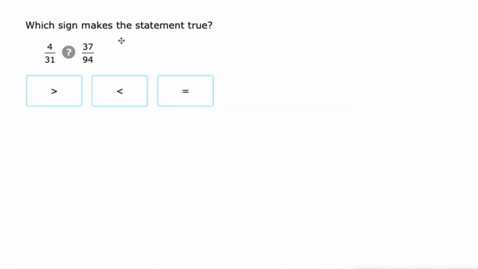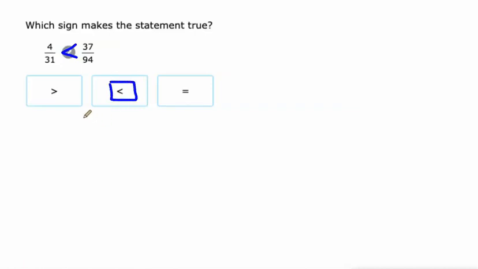Which sign makes this statement true? So this first sign says greater than, then less than, and then equal to, obviously. So I guess the way I would look at this is 4 over 31 is a very, very small number, whereas 37 over 94, that's almost half of 94. 37 is almost half of 94. It's getting there anyway. So I would say that 4 over 31 is less than 37 over 94.